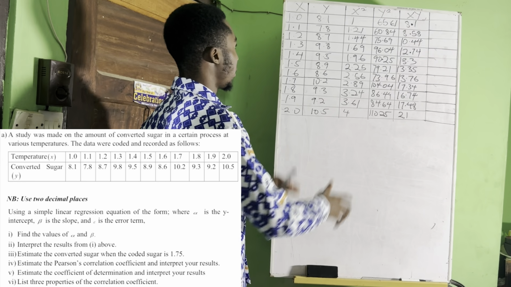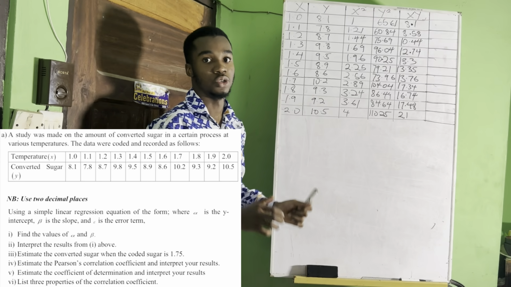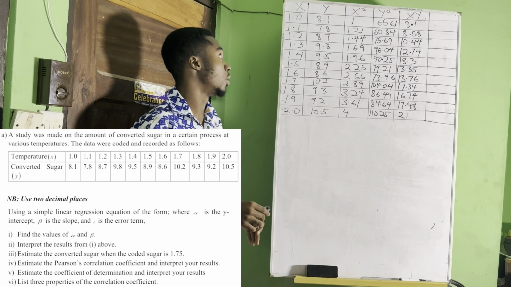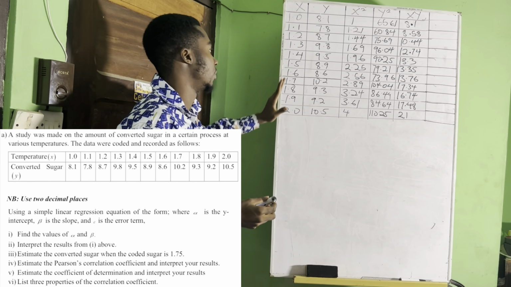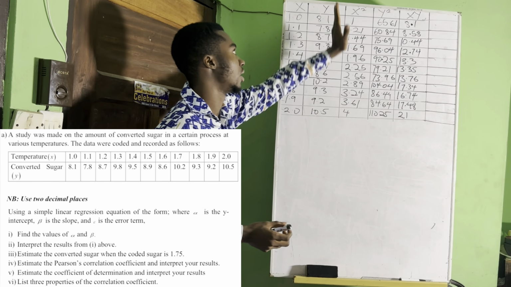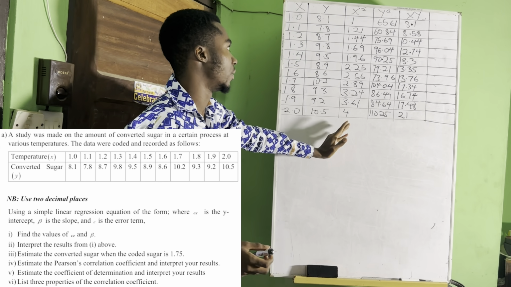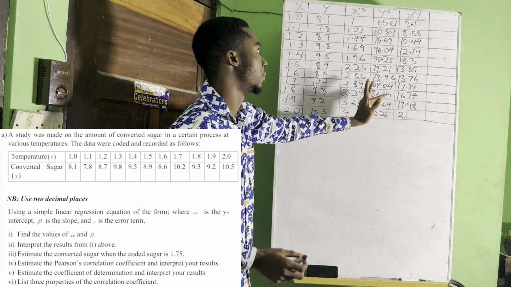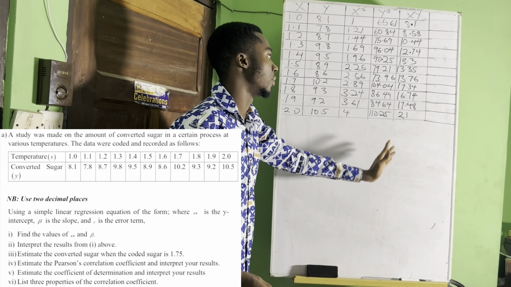Now the next thing, after you have found all the values, is to find the summation of all of them, or the sigma of all of them. For x, you add all the x values, then put your answer there. For y, you add all the y values. For x squared, you add all the x squared values. For y squared, you add all the y squared values. Then finally, for xy, add all of them, then put your answer there.